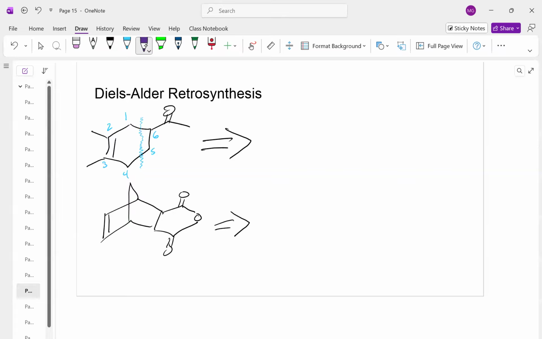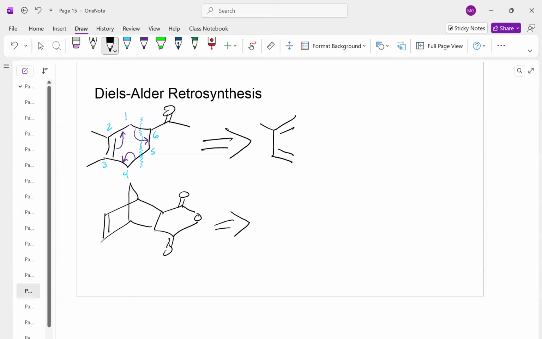So if I start with the pi bond that's already there, I go back there between 1 and 2. This sigma bond's going to go back to 5 and 6. And this one's going to go back to 3 and 4. And so my diene will look like this. And if you want to draw it in the S-cis conformation, that's fine.